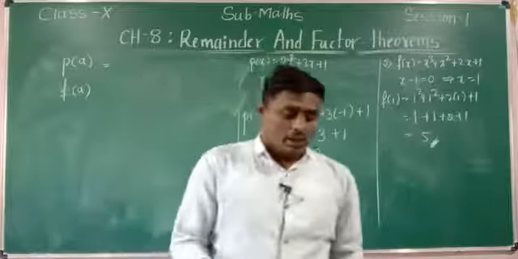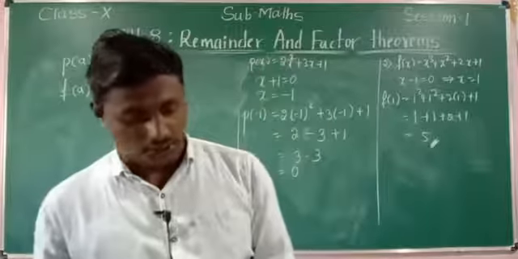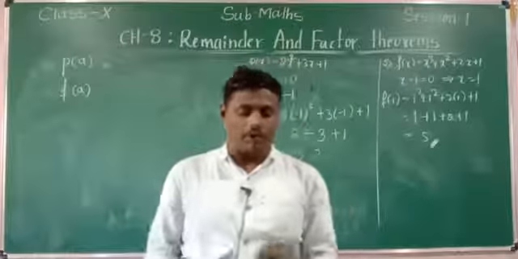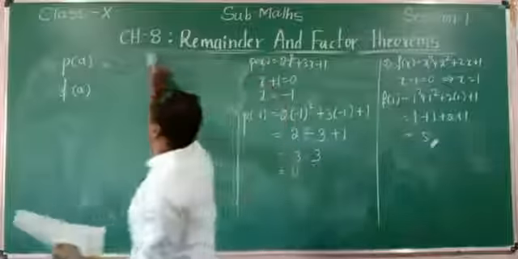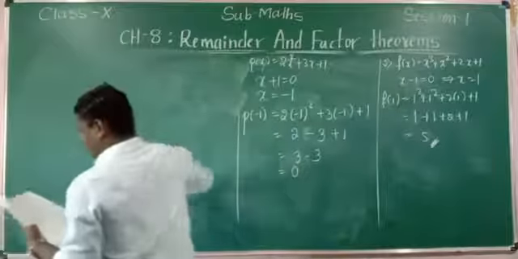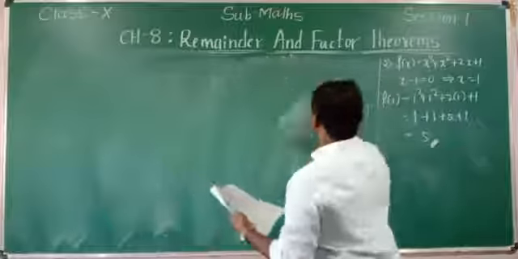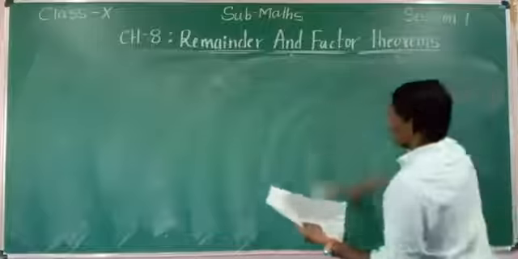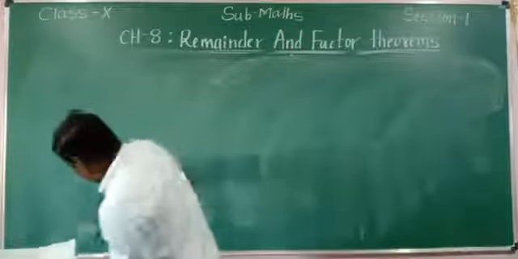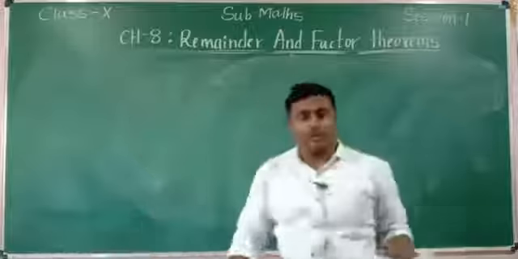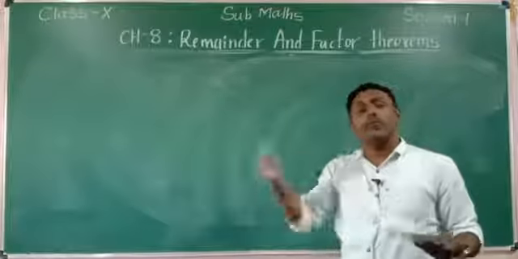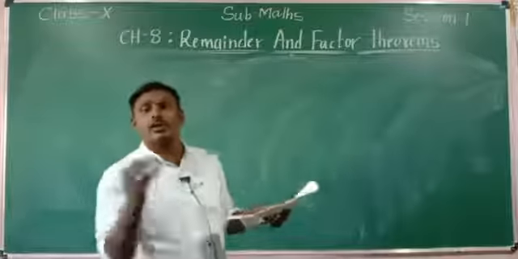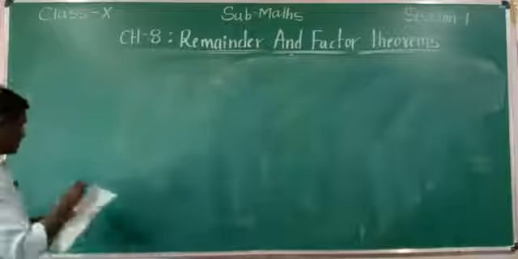Okay, now see the next question. Determine the remainder when the polynomial P of x is equal to... In this chapter we are just substituting the x value in the given expression. By substituting the variable value in the given expression, we will calculate the required zeros or required values of the expressions. Okay, see the first question.